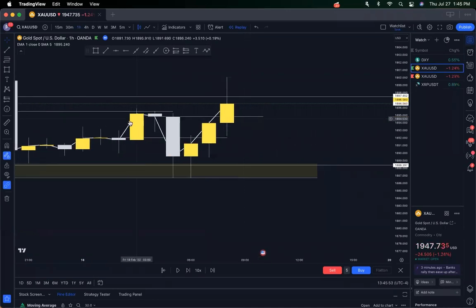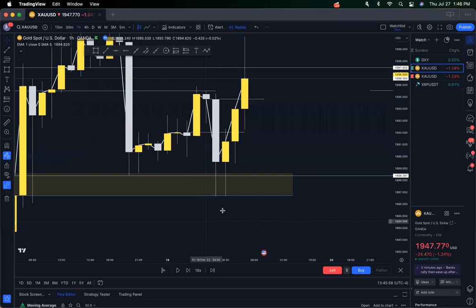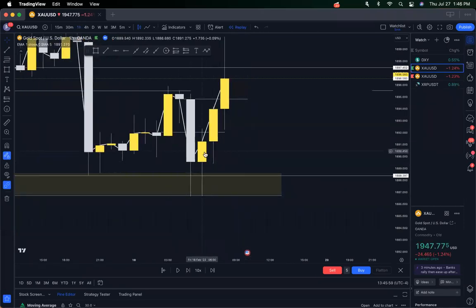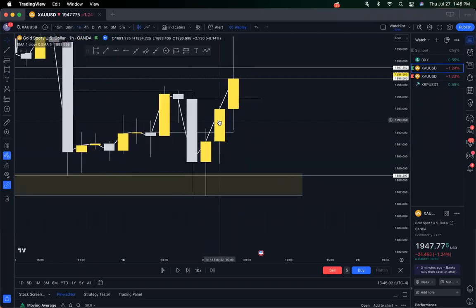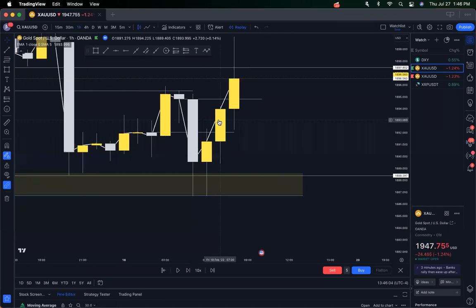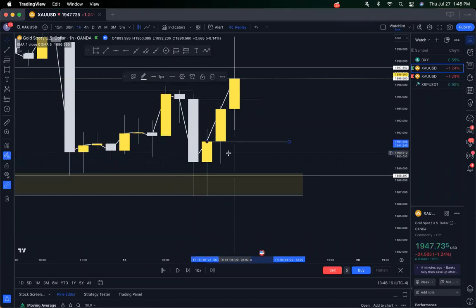So if you didn't have that, you got the entry here and you want to manage this position, what do you do? You have the closure here. Price is testing this. Let me see if I can go into M15.